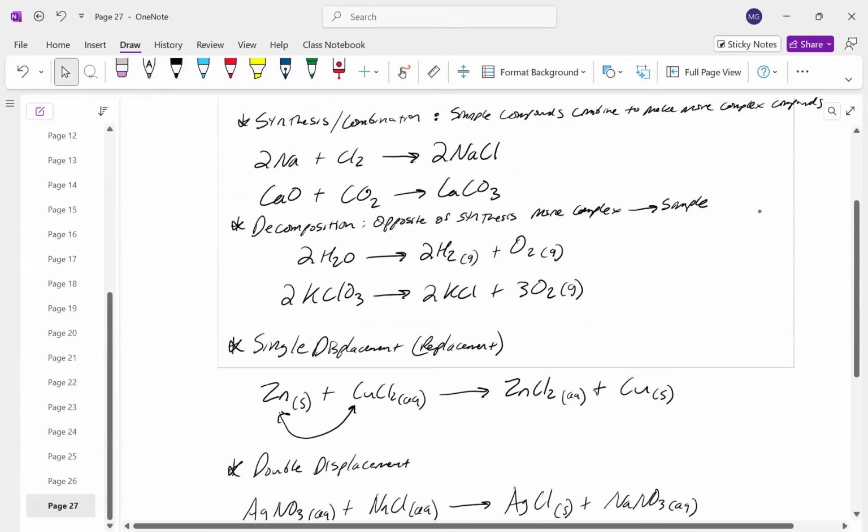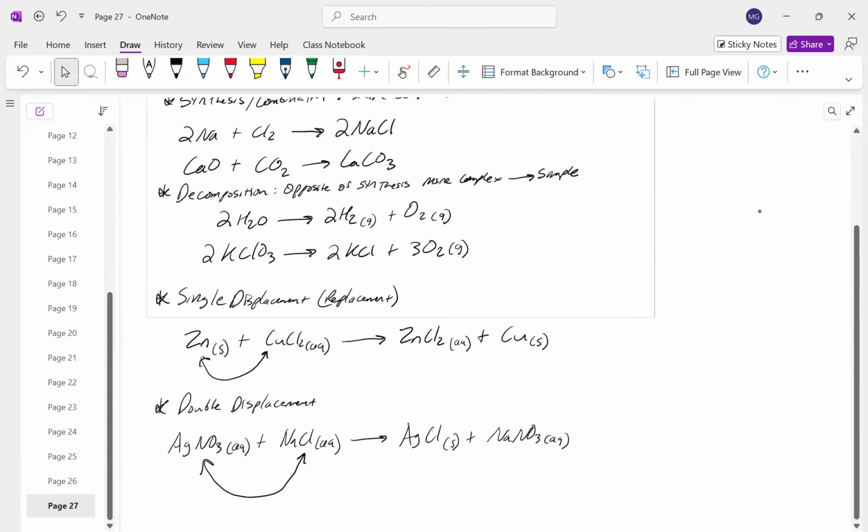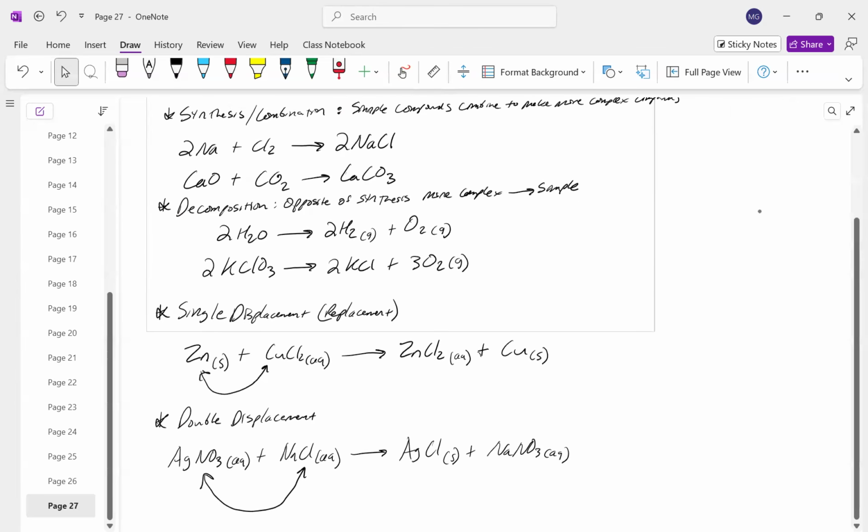So these are just other ways, as I said, to classify reactions. I'm not going to go too much farther into this. You should just be able to recognize them as synthesis or decomposition or single displacement or double displacement. And then maybe I might ask, well, could this also be a redox reaction? Or could it also be a gas forming reaction? And so on. So just something to be a little familiar with.